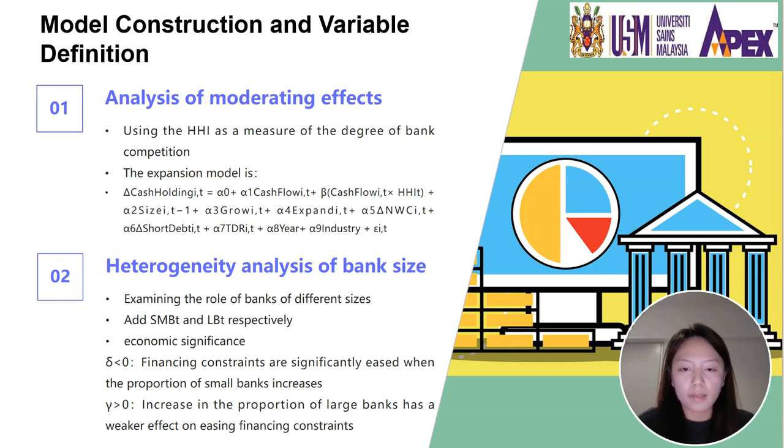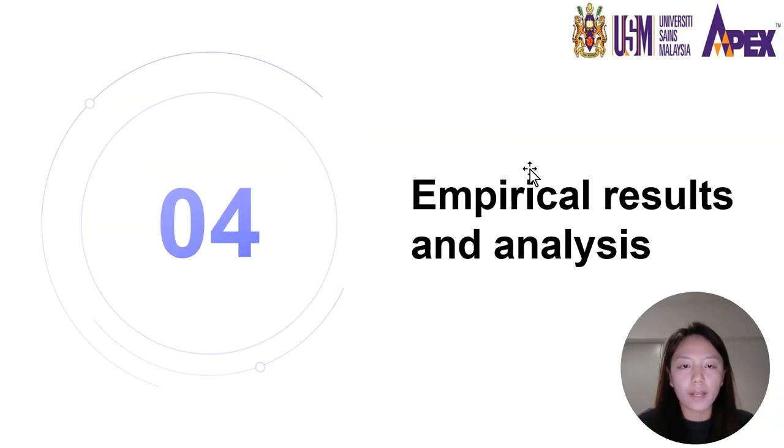In the analysis, 2 aspects are developed. One is the moderating effect analysis, which uses the HHI as a measure of the degree of bank competition, and the other is the heterogeneity analysis of bank size, which is used to examine the rules for different sizes of bank. Part 4 is empirical results and analysis.